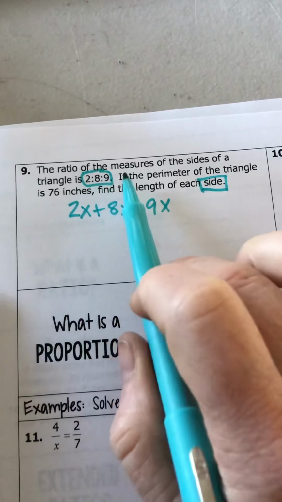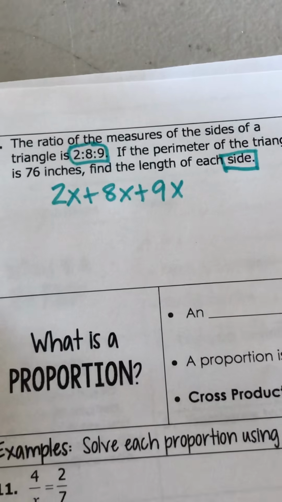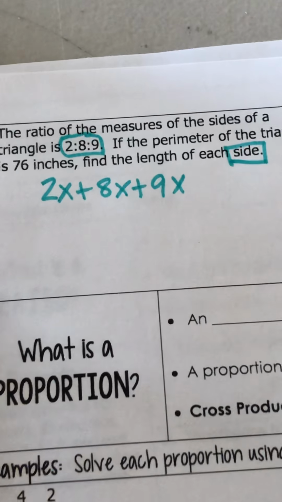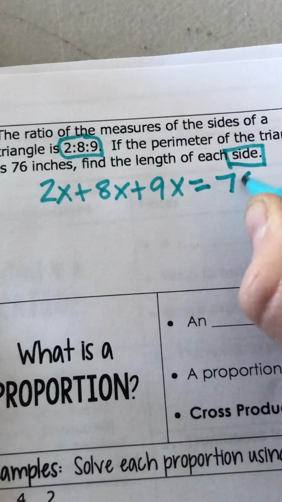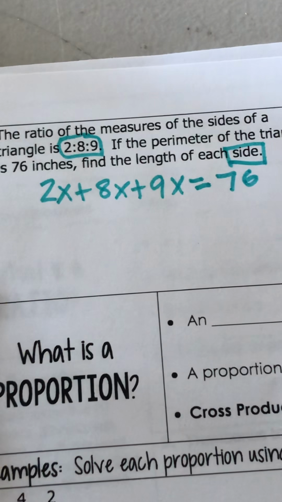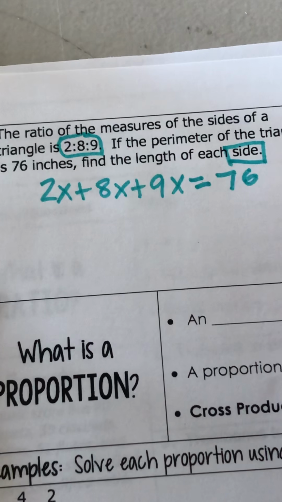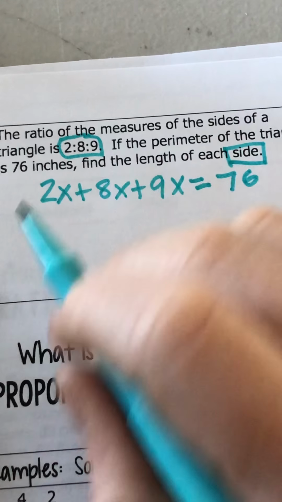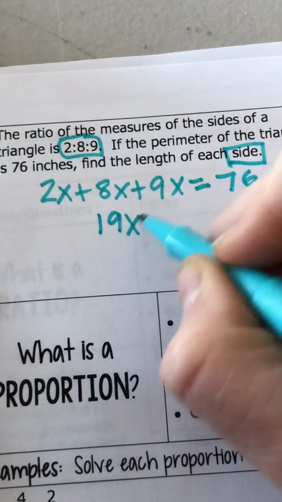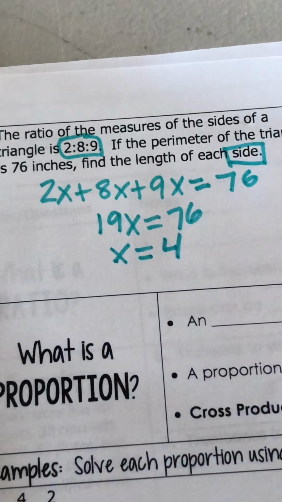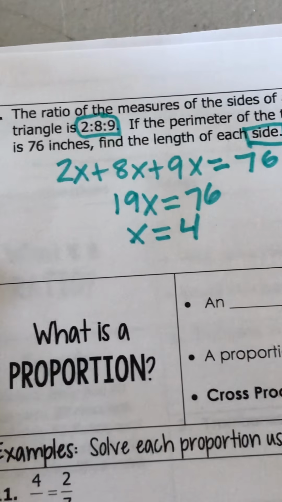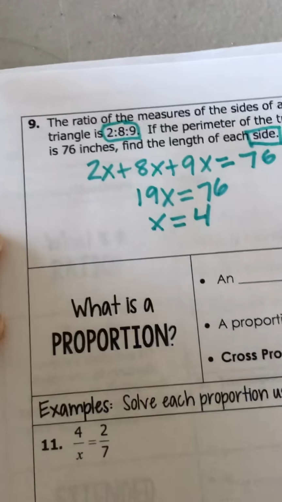These are all still in proportion to each other, so they're each going to have an expression of 2x, 8x, and 9x. And when we talk about the sides, they're going to add up to our perimeter, 76 in this case. Okay, so combine like terms, 19x equals 76, x equals 4. And then this one's the length of each side.